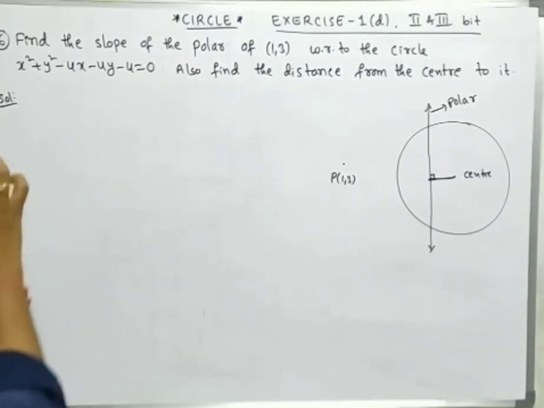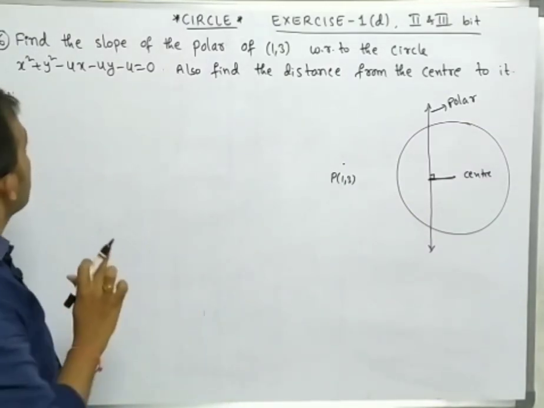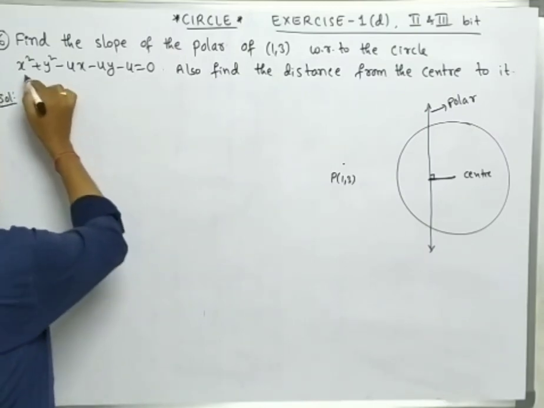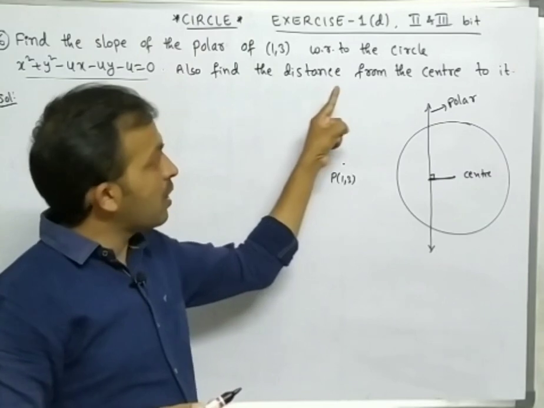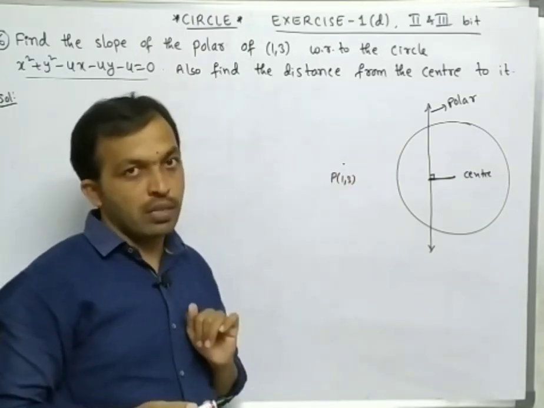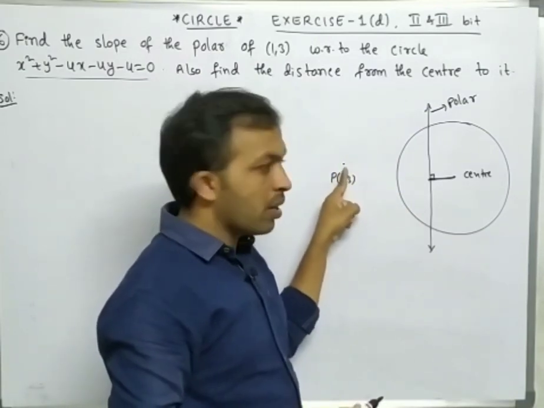Next, sixth problem. Find the slope of the polar of (1, 3) with respect to the circle x² + y² − 4x − 4y − 4 = 0. Also find the distance from the center to it. This is the given circle. This is the point (1, 3).